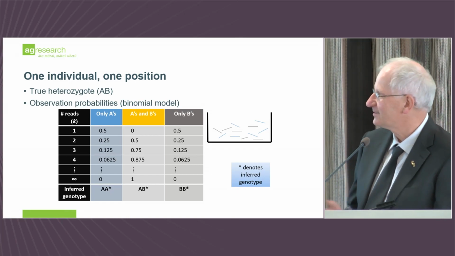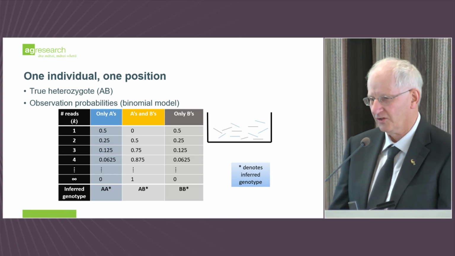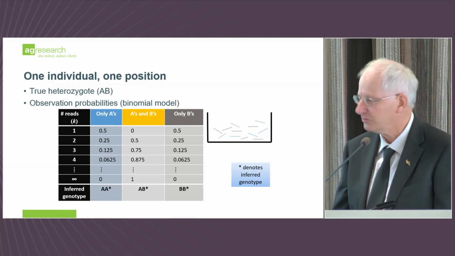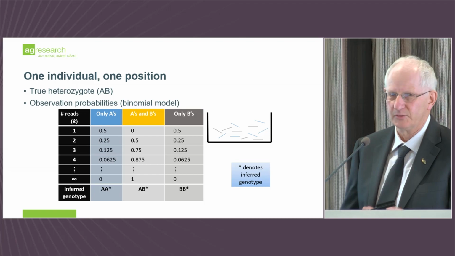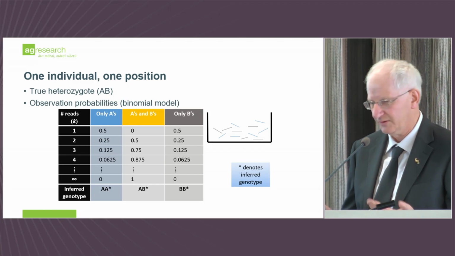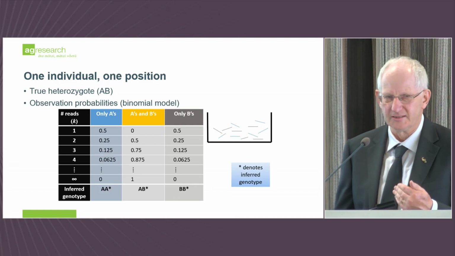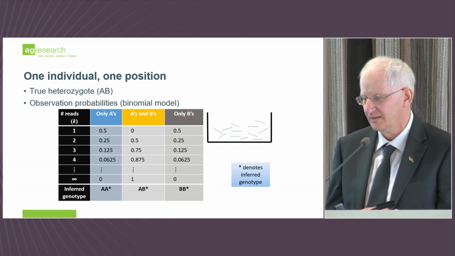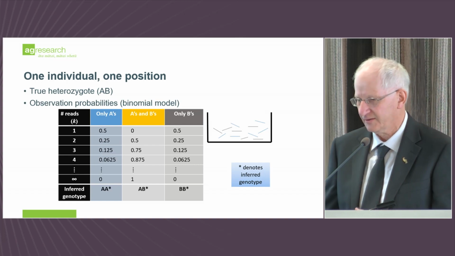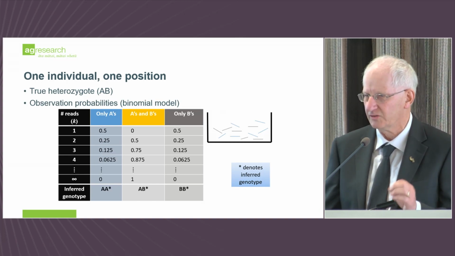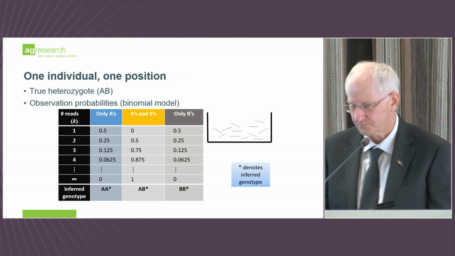So in this table, in each row, we've got a particular number of reads we've seen at that position for that individual. If we only have one read, then we only see an A or a B with equal probability. As the number of reads increases, there's more chance that we see both of the true variants that are there, so both A's and B's, but there's still a chance that we'll only see one of the types, only A's or B's.